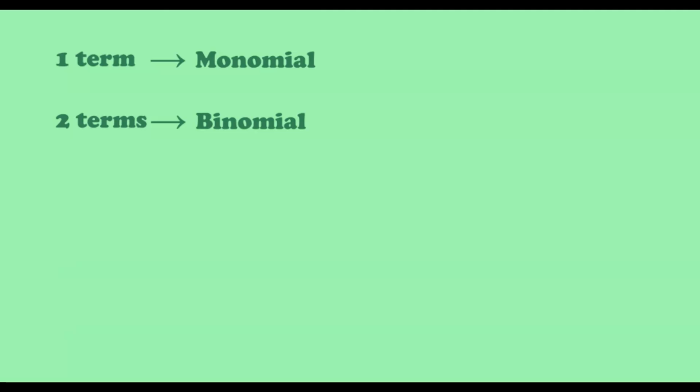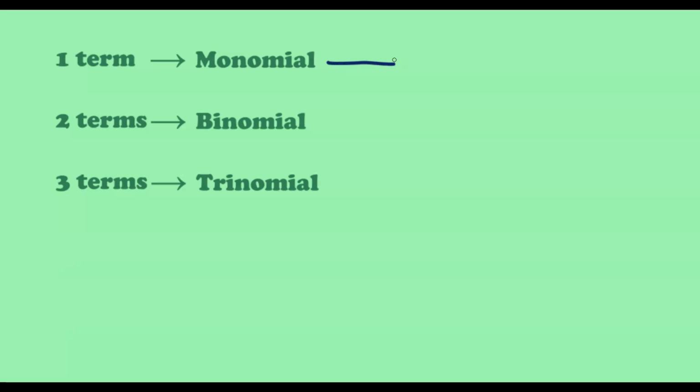If a polynomial has only one term, then we call that a monomial. If a polynomial has two terms, then we call that a binomial. And if a polynomial has three terms, then we call that a trinomial. Let us have a look at a few examples.